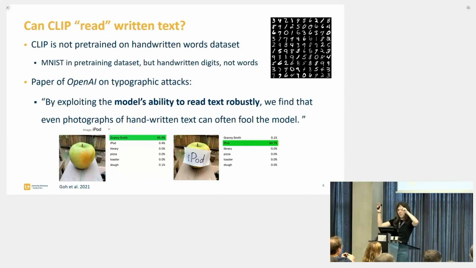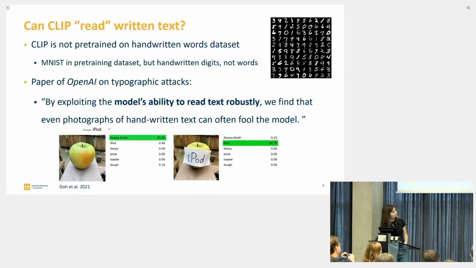And for these different text embeddings, the distance will be measured to the embedding of the image. On the right, you can see how well these text embeddings match the image embedding. And as you can see, it's the embedding of Granny Smith that matches the image embedding the best.